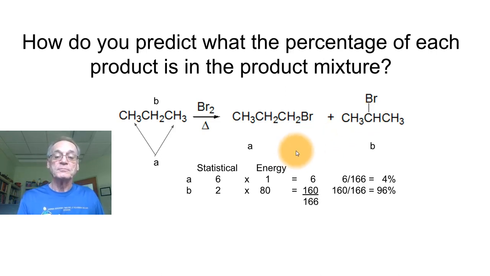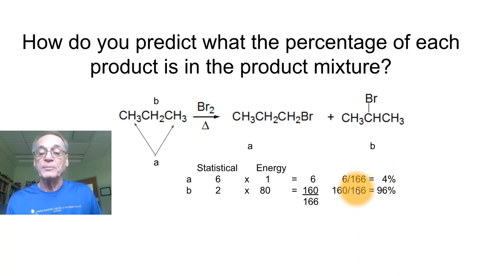product in large part. So you figure out the percentages the same way we've figured out percentages of lots of other things. Add up the 2 numbers, gives you 166. Take each of the individual numbers divided by the total, which is 166. So 6 divided by 166 gives you roughly 4%. 160 divided by 166 gives you roughly 96%.